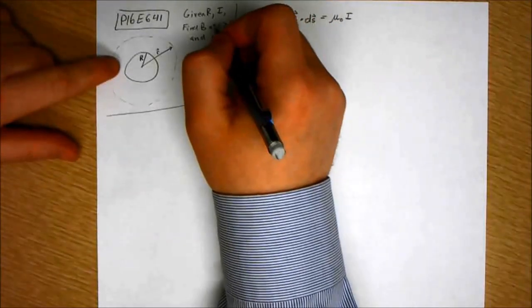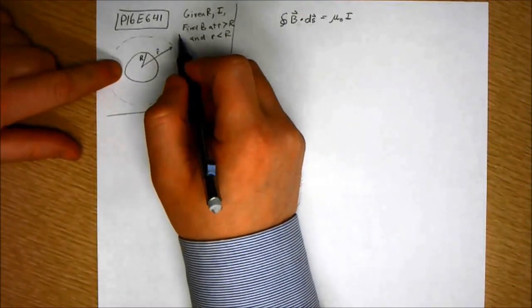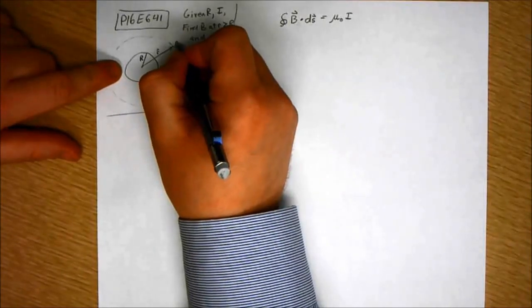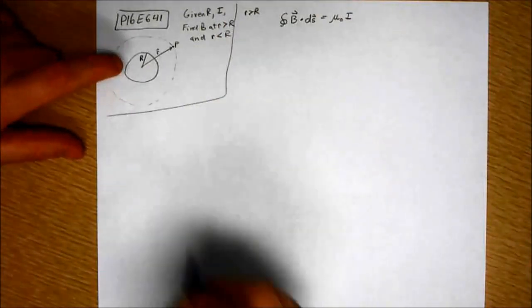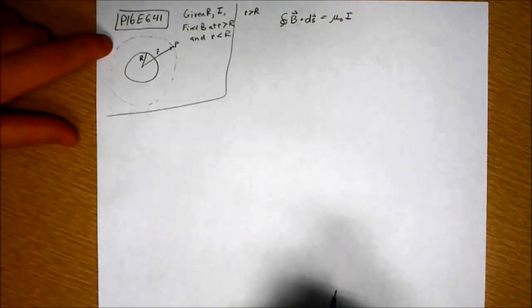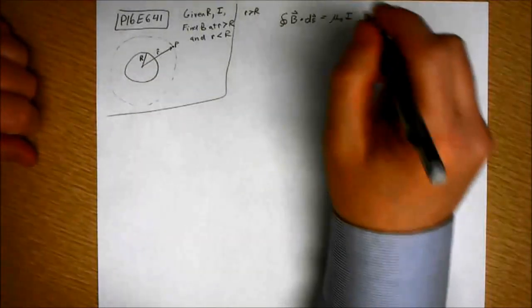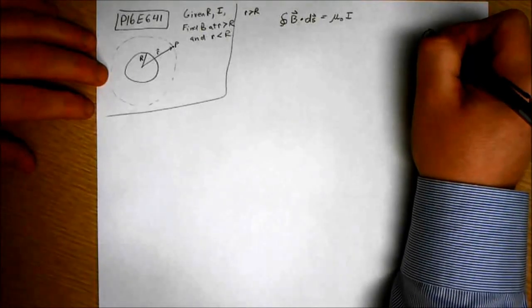So for the first part of the problem, we're given the radius of this wire, we're given the current through the wire, and we want to find the magnetic field at some point. First, let's find some point P where R is greater than the radius of the wire. So you're out here somewhere outside the wire, and you want to find the magnetic field right there.